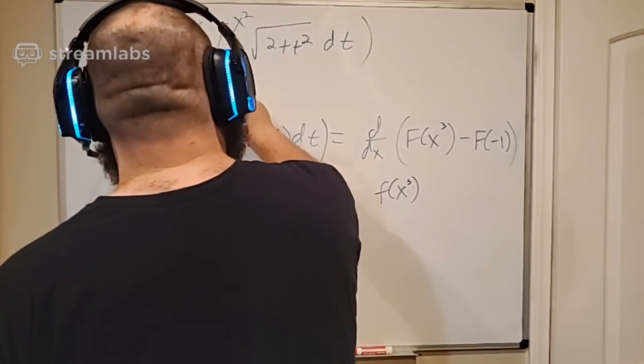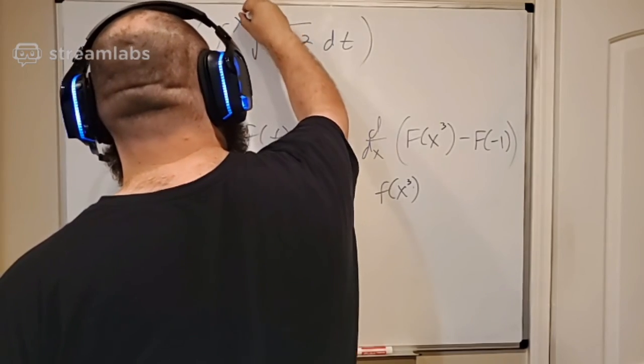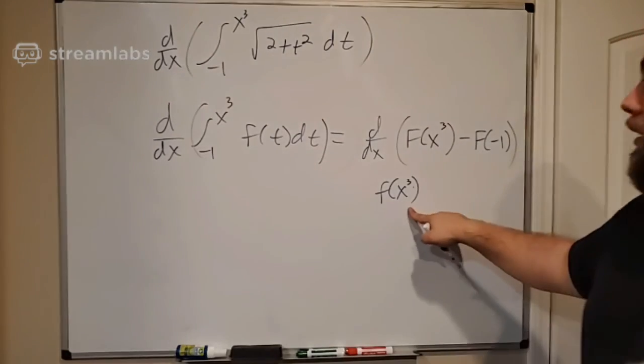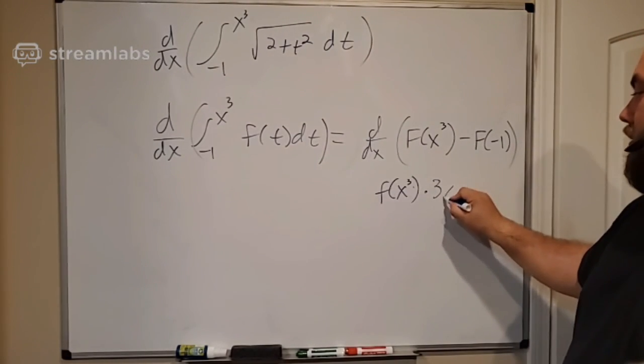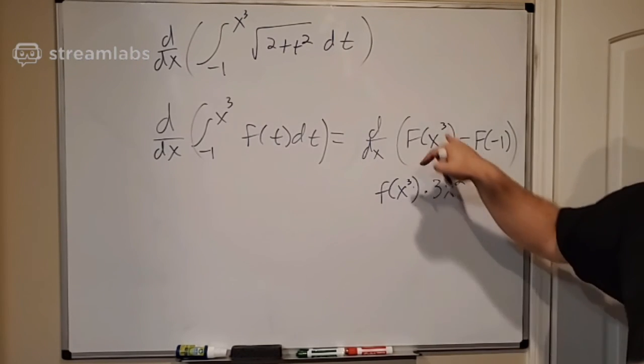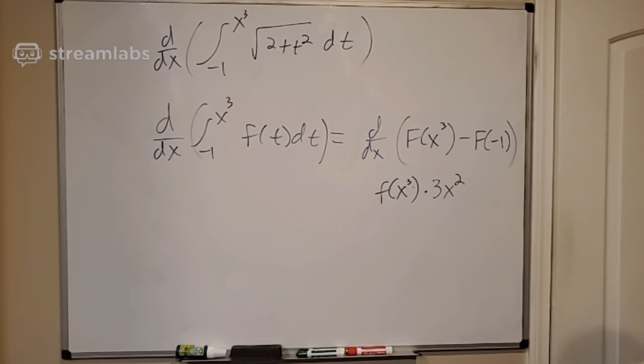So F of x cubed times 3x squared. This is a chain rule. Do not forget that. This is where I told you they were going to try to trick you. You don't just plug in the bound to your function. You have to then multiply by the derivative of the inside.